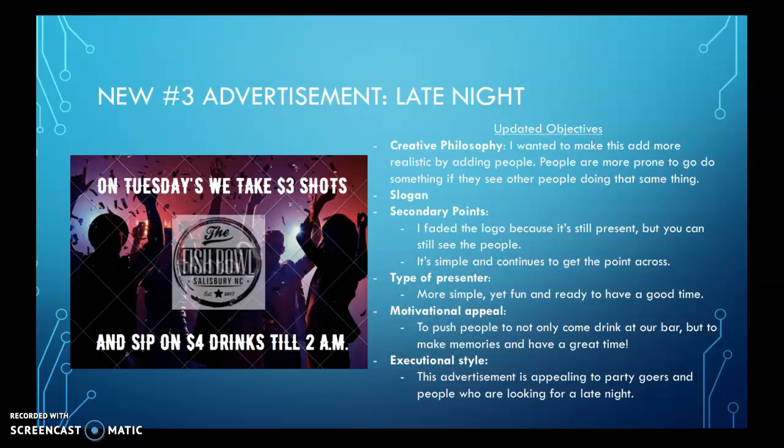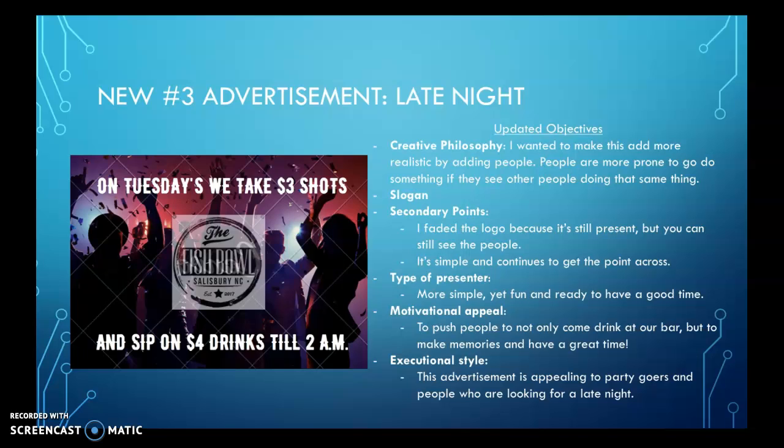My slogan: on Tuesdays we take $3 shots and sip on $4 drinks till 2 a.m. Obviously, you would know the movie Mean Girls, on Wednesdays we wear pink. I tried to add that into it, but on a Tuesday. It still adds the price of the shots and drinks, and it still gives you the time that it closes, but in a more creative and unique way.